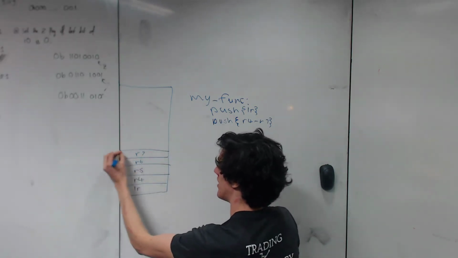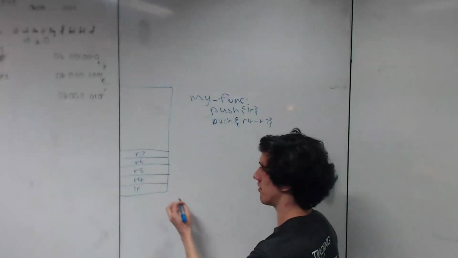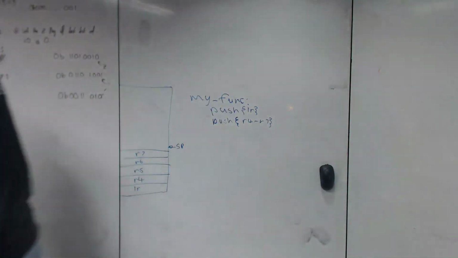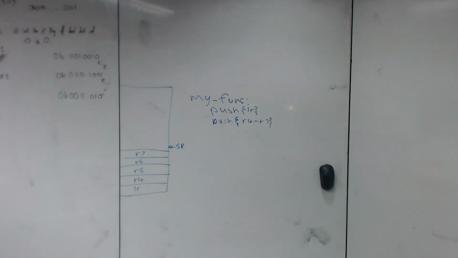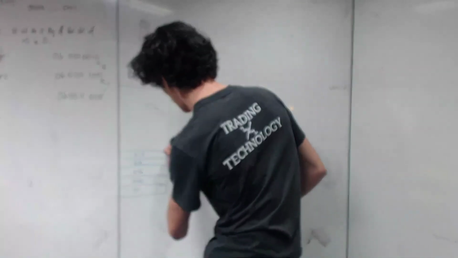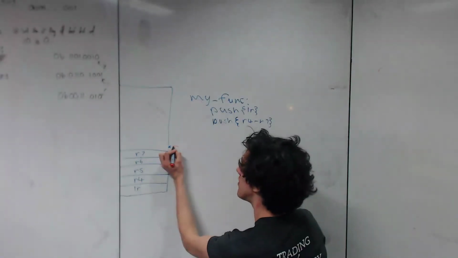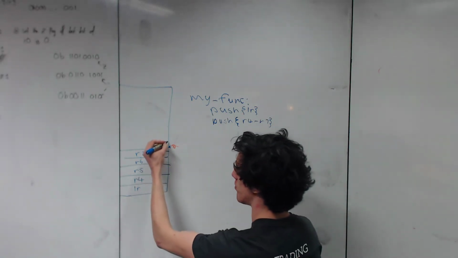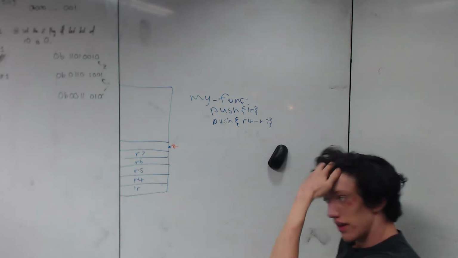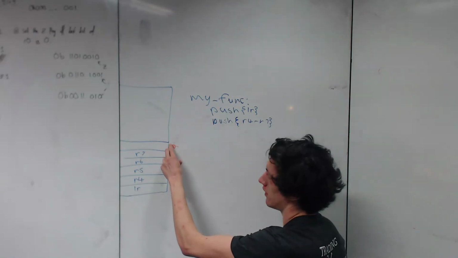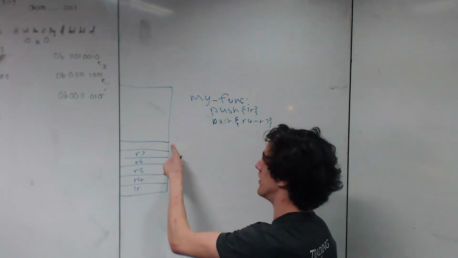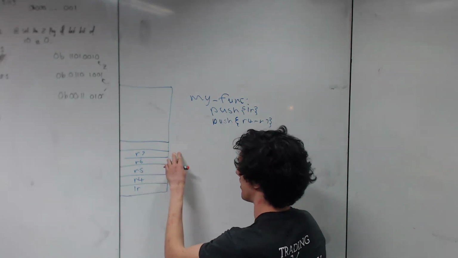Every time I do this, my stack pointer is also getting incremented. At the moment, this is the SP. I'll draw my stack pointer as a little orange arrow. The stack pointer is pointing to the next empty slot. Actually, I think it's pointing to the top of R7. Yes, it points to the top thing on the stack.